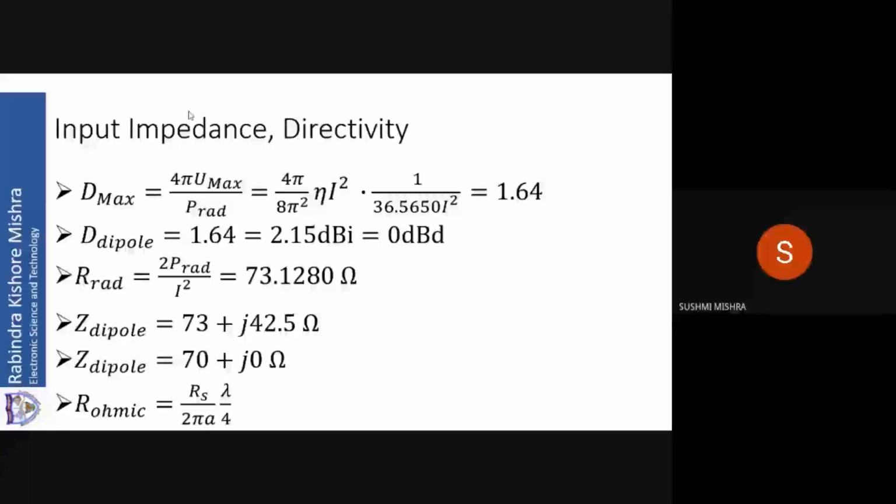I hope there is no confusion here. Now you find out R rad, as I told you, 2P rad by I square. Again, that will be around 73.1, something like that. Now we came up to this very easily using our previous analysis. Now comes the trick, or now comes the catch of dipole antenna.